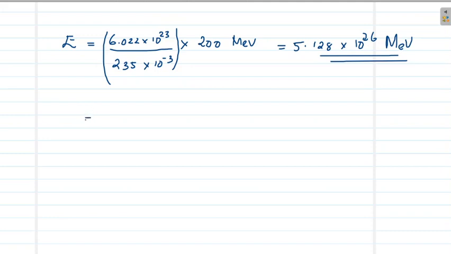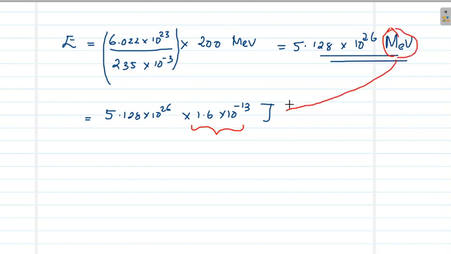If you convert this value into joule, it is 5.128 into 10 raised to 26 multiplied by 1.6 into 10 raised to minus 13, to convert MeV into joule. And you can also convert this into kilowatt hour. It will be approximately 2.26 into 10 raised to 7 kilowatt hour. So this much energy will be released in the fission of 1 kilogram of uranium.